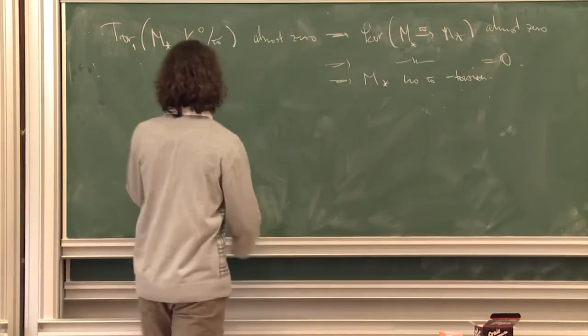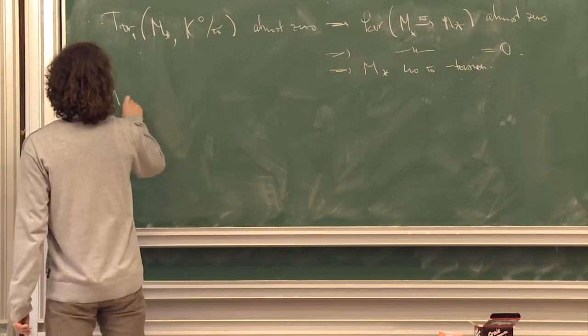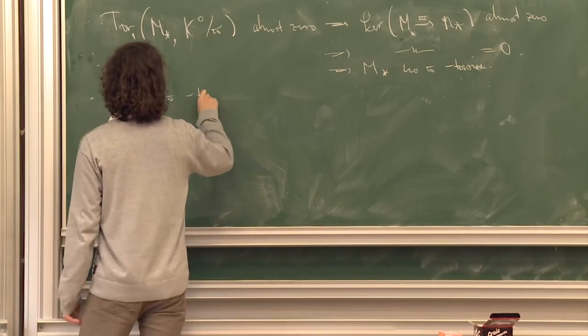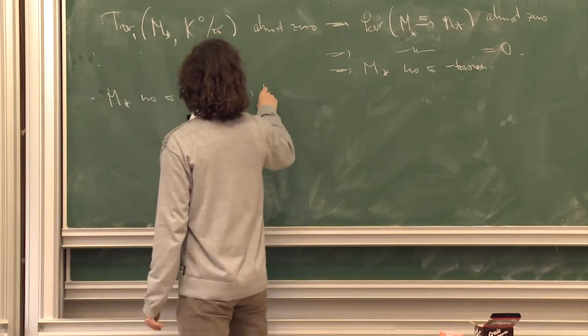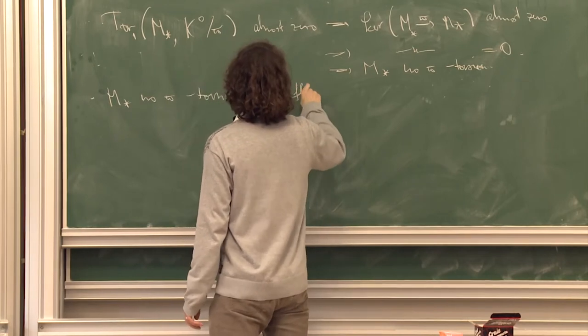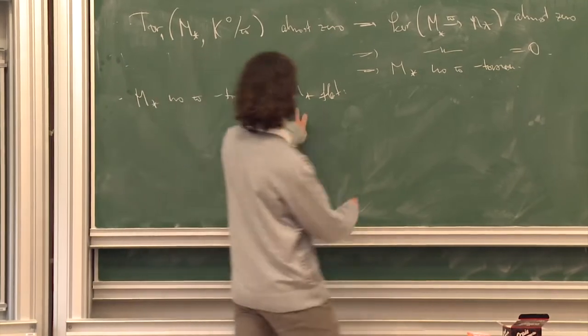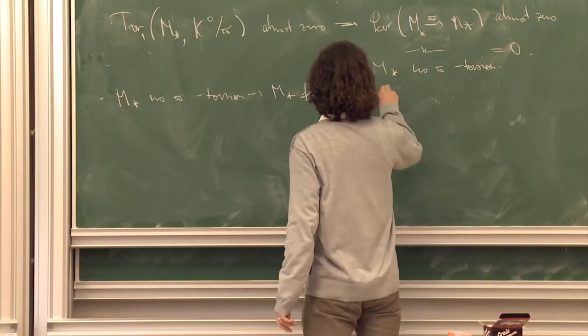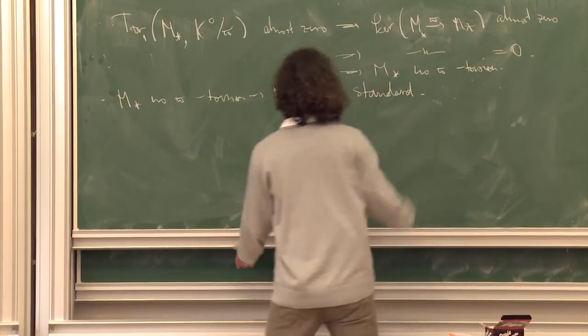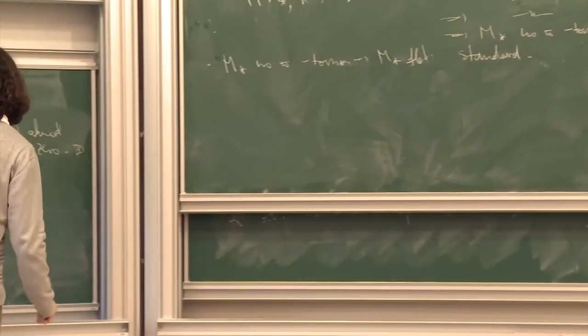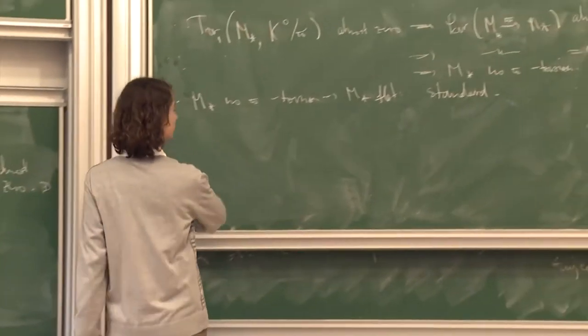And then there is the last step saying that m lower star having no pi torsion implies m lower star flat. But of course, this is just a standard statement in standard commutative algebra, and so standard fact. OK, so now for the second statement.